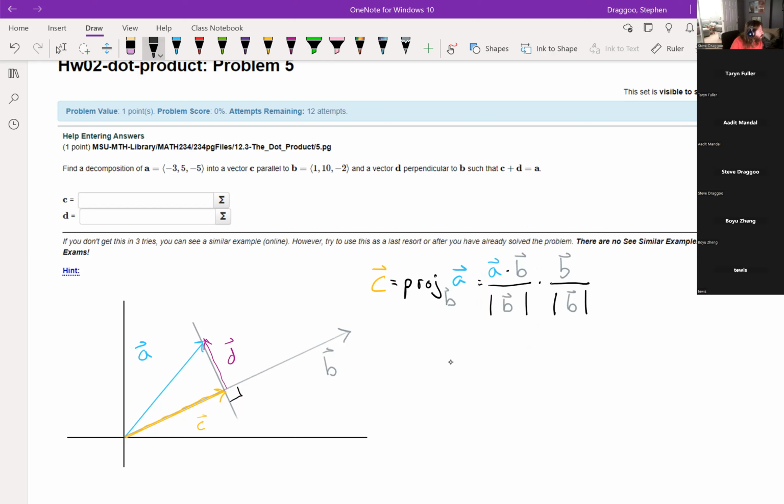So let's take a look at what that's going to be. I'm going to need more space than that. Let's start on this end. My first numerator is a dot b, where a is the vector -3, 5, -5, which comes from that line up there. I want the dot product of that with the vector 1, 10, -2.